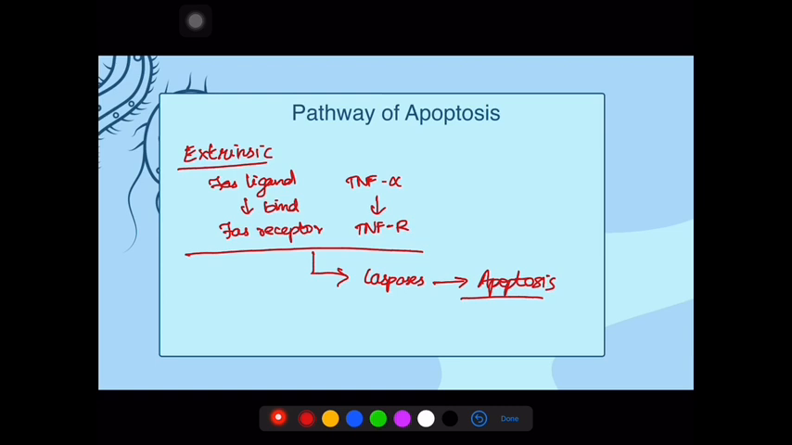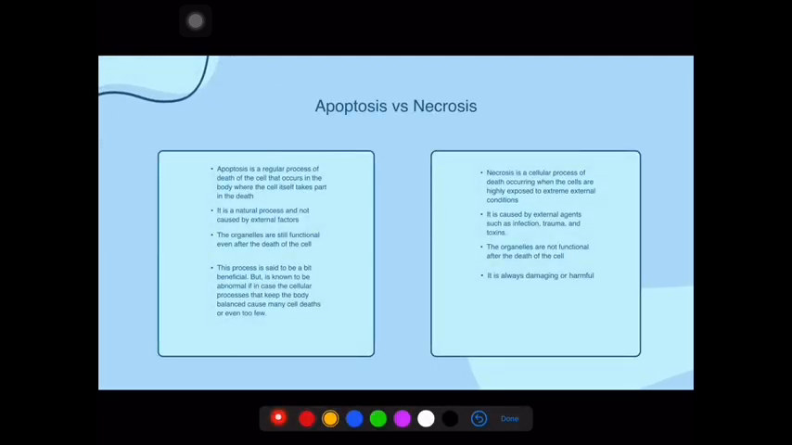And next comes our friend Bharat, who will explain the difference between apoptosis and necrosis. Hi guys, let us discuss the difference between apoptosis and necrosis. Apoptosis is a regular process of death of the cell that occurs in the body where the cell itself takes part in the death. Necrosis is a cellular process of death occurring when the cells are highly exposed to extreme and external conditions.